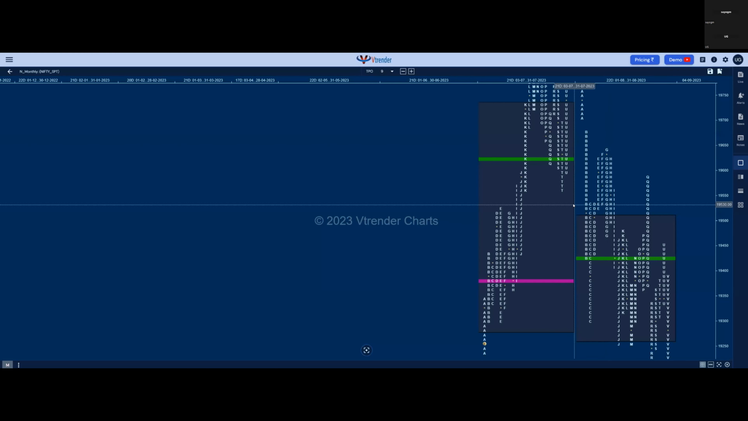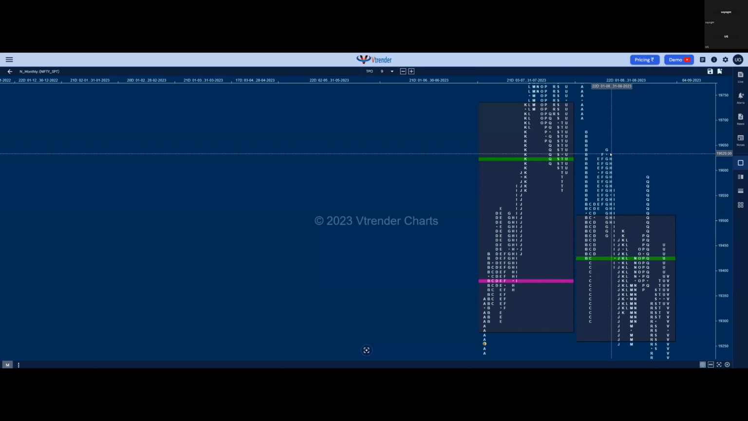So at 19,645, we have something called a failed auction in market profile. As I said, the market profile concepts work on all time frames. So the failed auction is something which we look for on daily also and weekly also. So this 19,645 was a failed auction which was confirmed on the weekly time frame. What is a failed auction? I'll just brief on what a failed auction is.